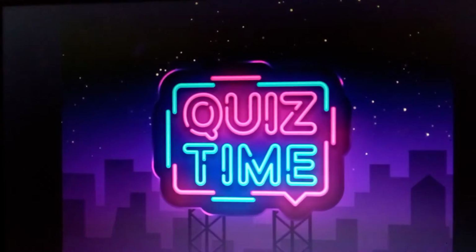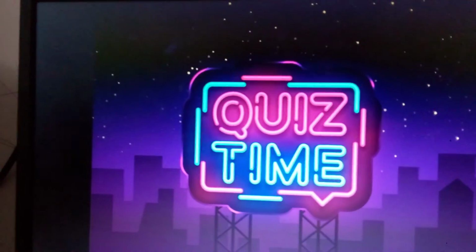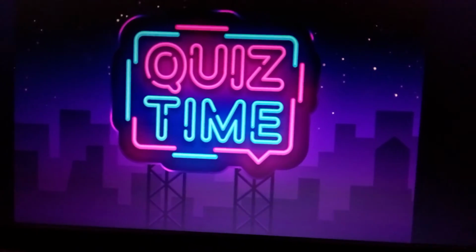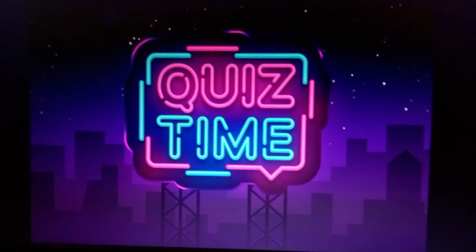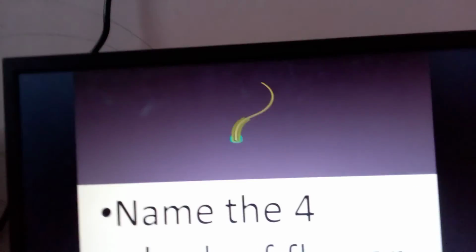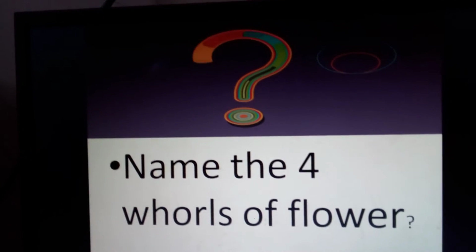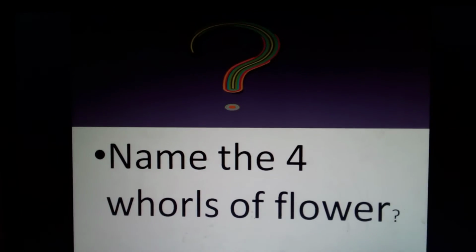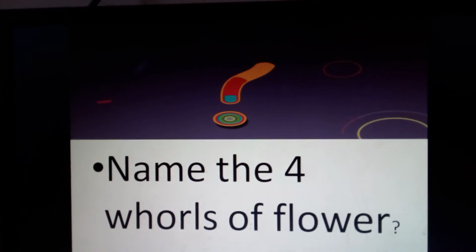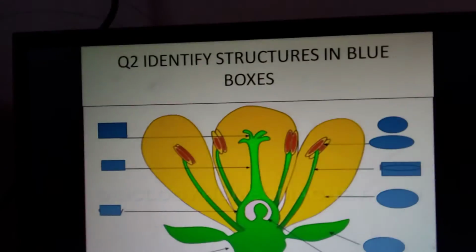So now it's quiz time for you all. Now let's think about some quizzes, and I'll give you some quizzes. You have to think about the quizzes, and you have to answer all the quizzes in the comments below. Okay, now the first quiz is: name the 4 whorls of flower. I'm sure you must be able to answer this question.